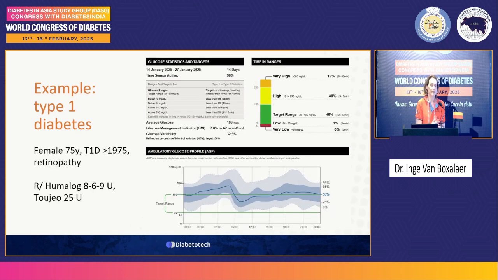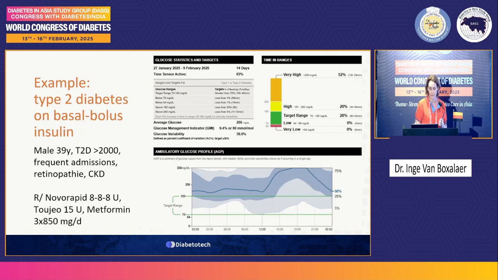Here is a person with type 1 diabetes with a little bit of the opposite. The time in range is not 70%, so there is the problem. The glucose generally is too high. There is no problem of hypos. You see in the night it goes up, so I raised the basal insulin.